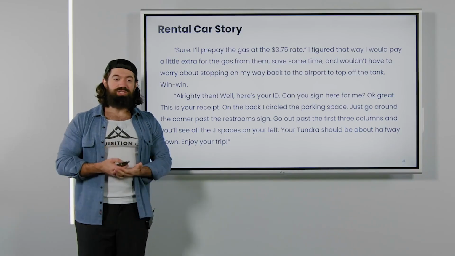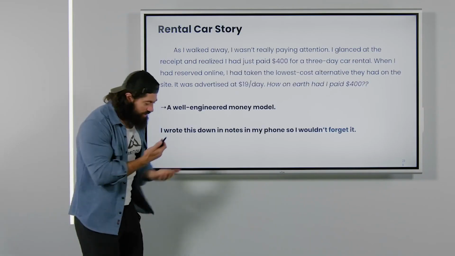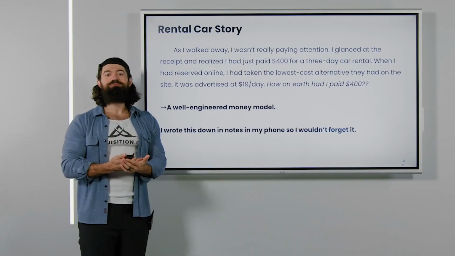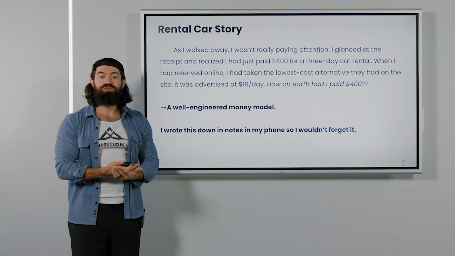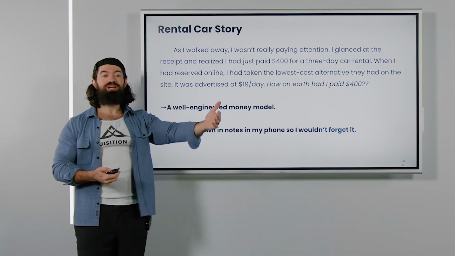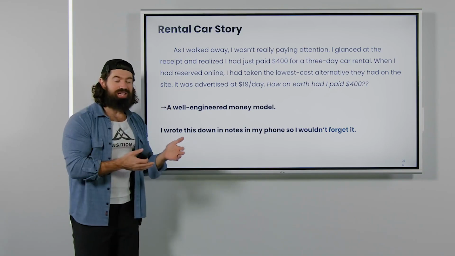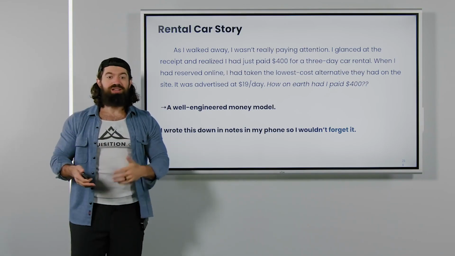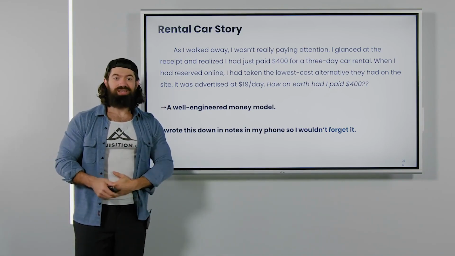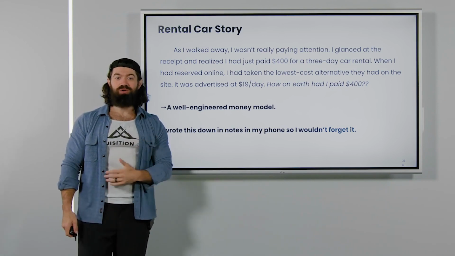And so, mind you, I take my thing and I'm walking away, and I look at my receipt, and I just paid $400 for a 3-day rental when I had reserved online for $19 a day. I went from $19 a day to $400. What had just happened? A well-engineered money model.